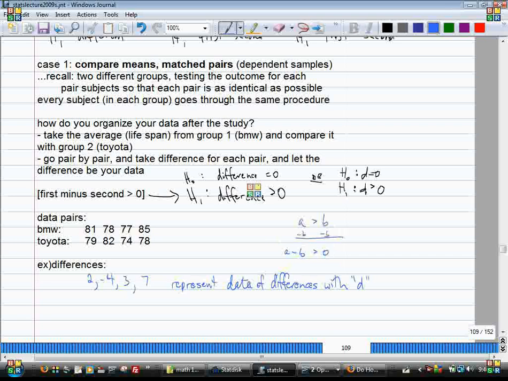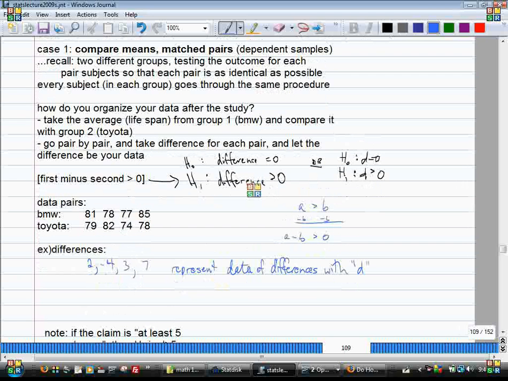Okay. Now we've got the claim that H0 is D equals 0, H1 is D is greater than 0. And now we've got a set of data that represents D. So now we can just treat it like a regular set of data and take the mean, take the standard deviation, just like we normally would. So what's the first thing we have to do? We have to calculate the mean.